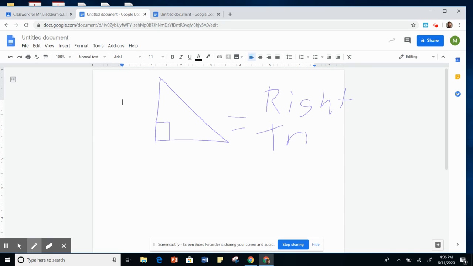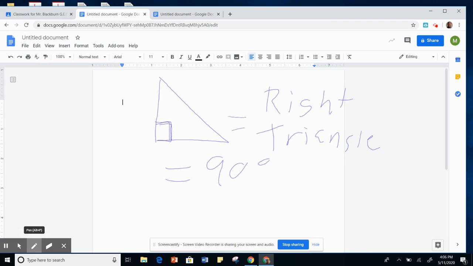This is called a right triangle. Now, you know it's a right triangle with that little window right here. That's like a little window. And that is equal to 90 degrees. Oh, sorry, I wrote percent. That's equal to 90 degrees.